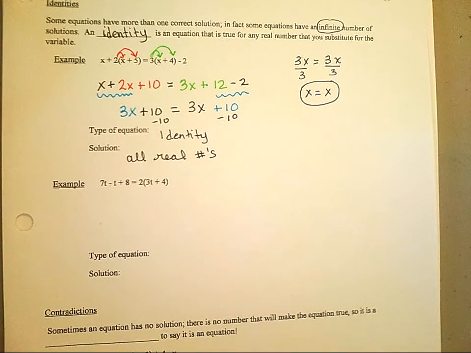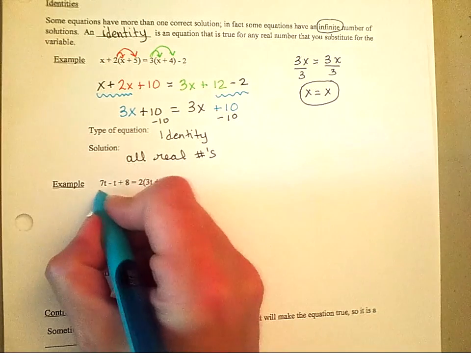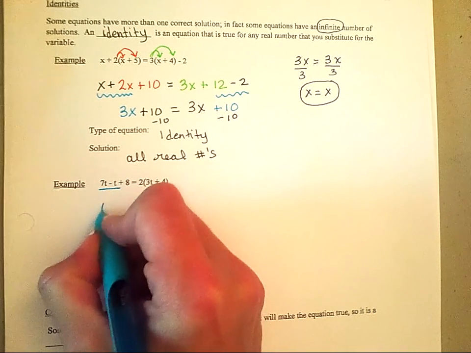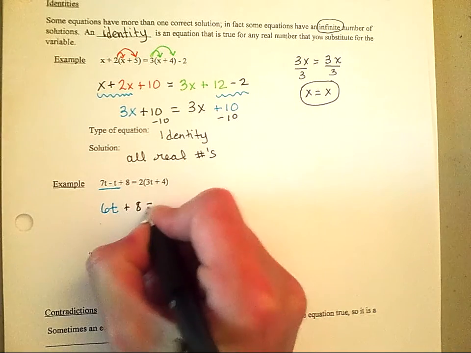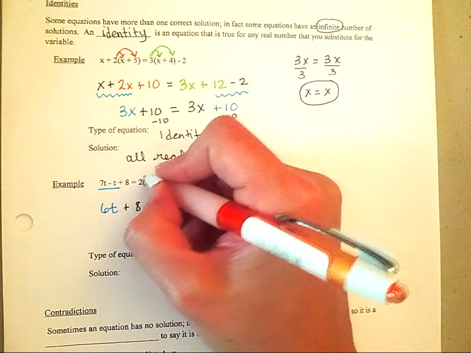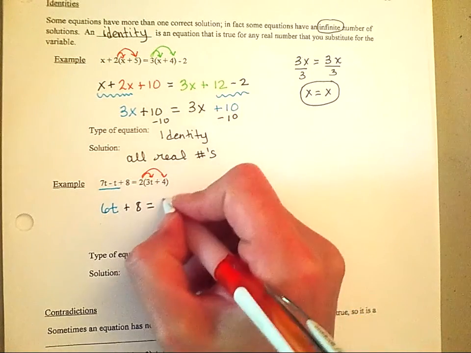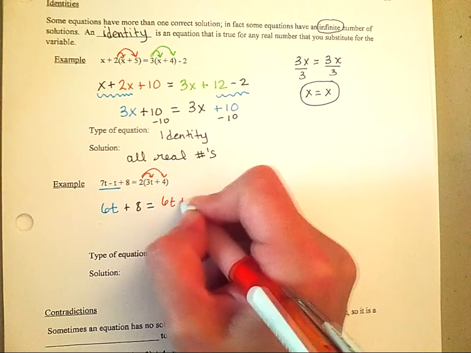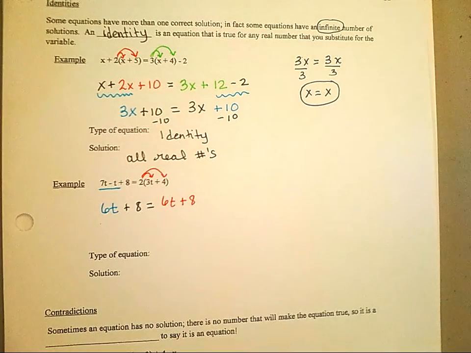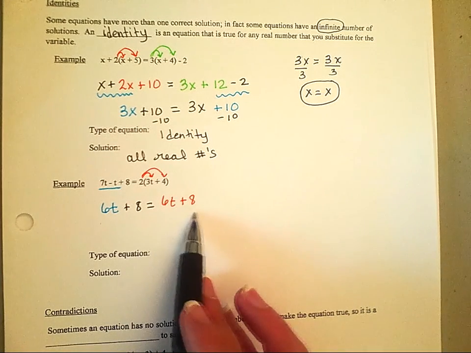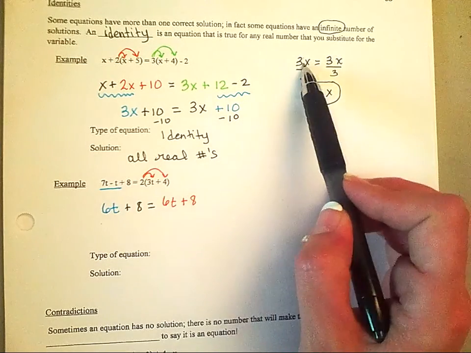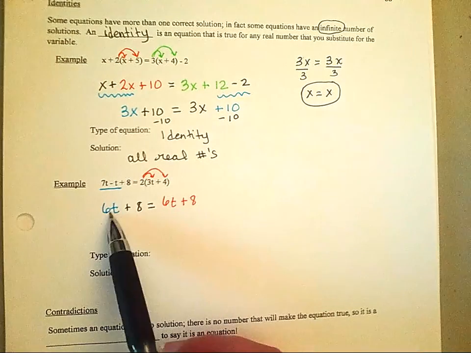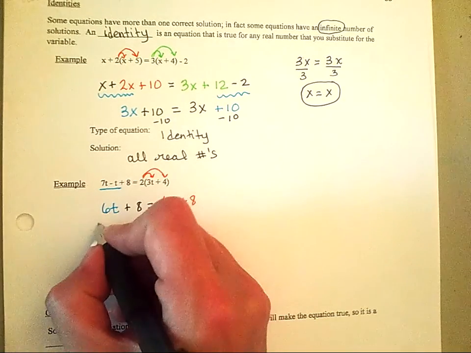Let's try this one and see how else it could look. So on this side, 7t minus t becomes 6t plus 8. And then on the right-hand side, let's distribute. So we'll also get 6t plus 8. Let's say we did it a different way. If we subtracted 8 from both sides, we'd be in this situation again, where we'd have 3x's equals 3x, except it'd say 6t equals 6t.